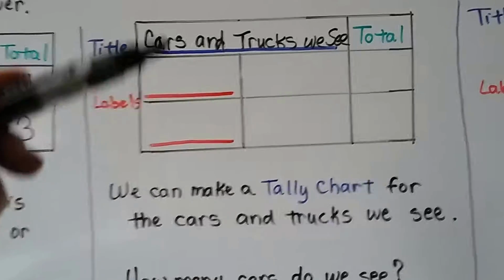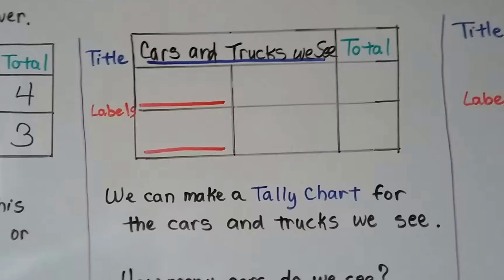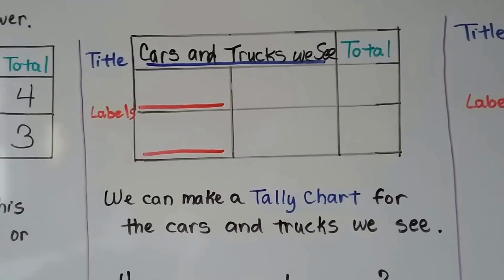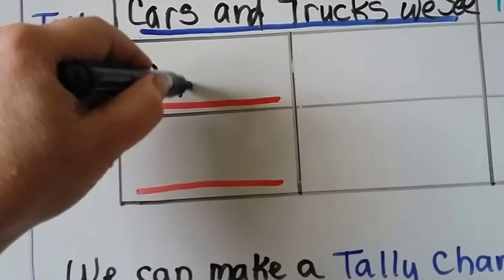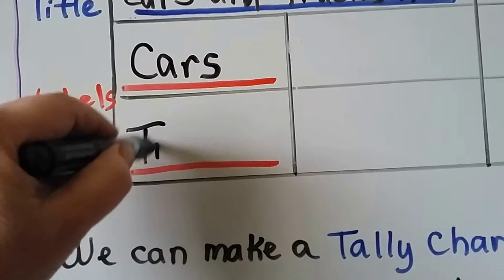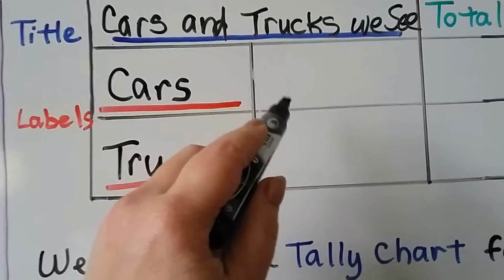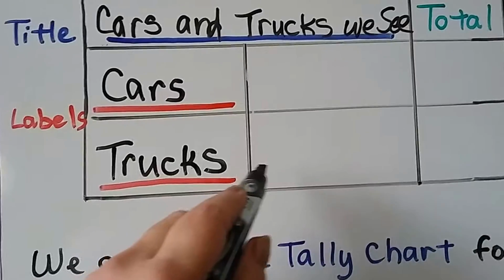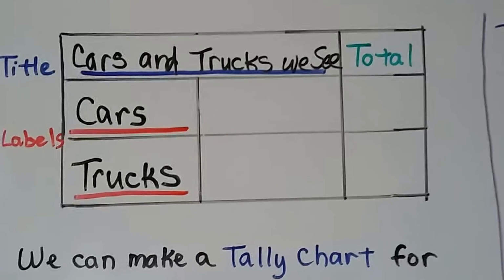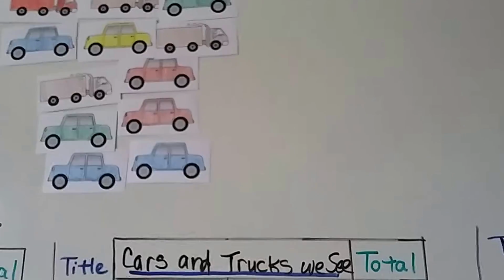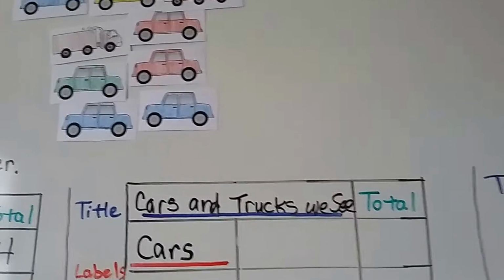Okay, if it's about the cars and trucks we see, what labels are going to go here? What are we going to be counting? We're going to be counting cars and trucks, aren't we? We can put cars, trucks. And for every car we see, we'll put a tally mark, and for every truck we see, we'll put a tally mark. Then we can total them. So I've got some cars and trucks here. Let's pretend they're driving by us, and we'll tally them, okay?